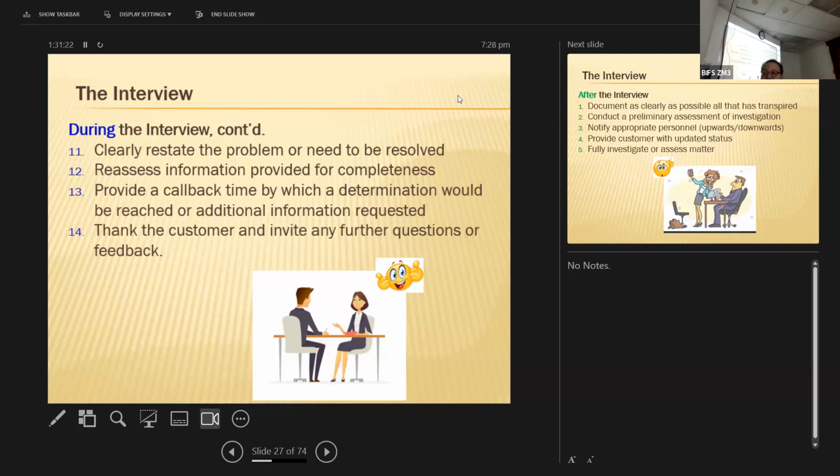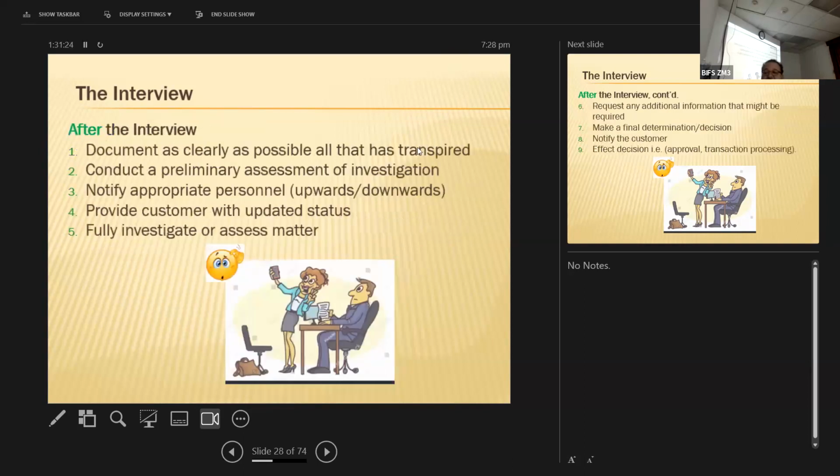So let's look at after the interview. This is where you want to document as clearly as possible all that has transpired. While you've taken some notes during the interview, you may want to do a summary, or there may be some additional thoughts that you need to put together. So you want to document that.